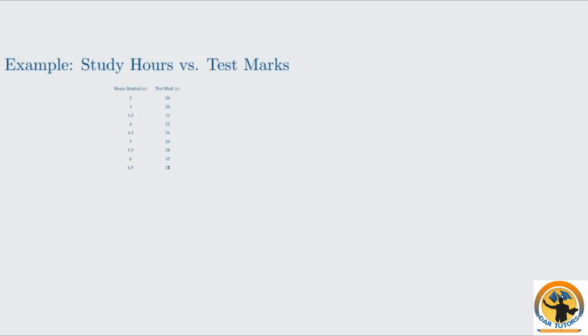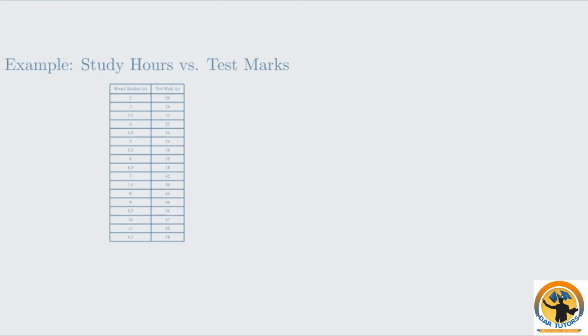Let's solidify our understanding with a more complex example, similar to what you might find in an IB exam. A researcher investigates the relationship between the number of hours students study for a test and their final mark. Here is the data. First, let's draw a scatter diagram to visualize the data.